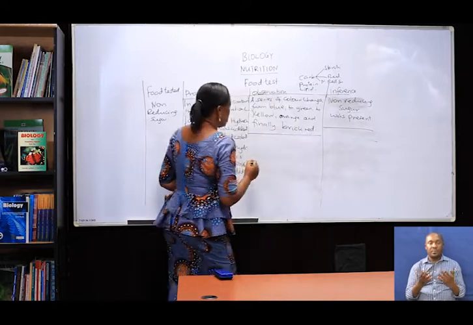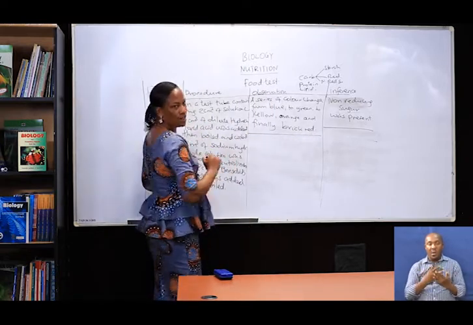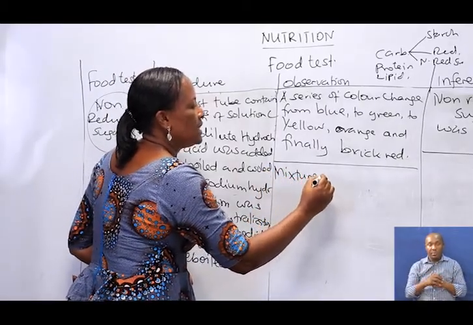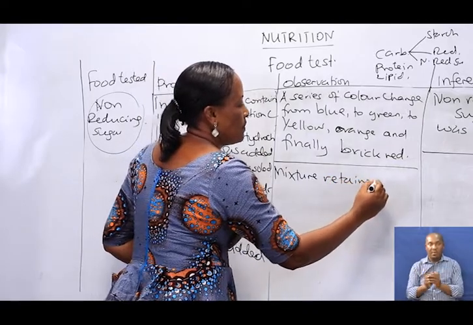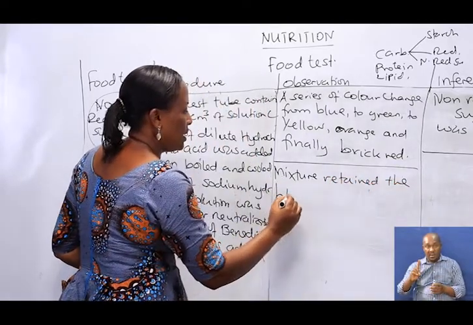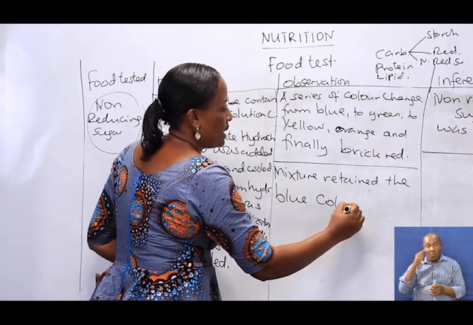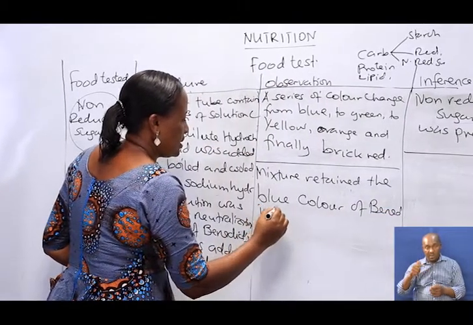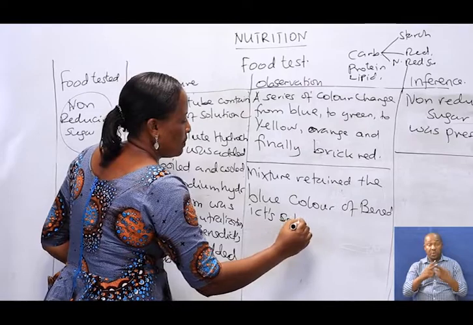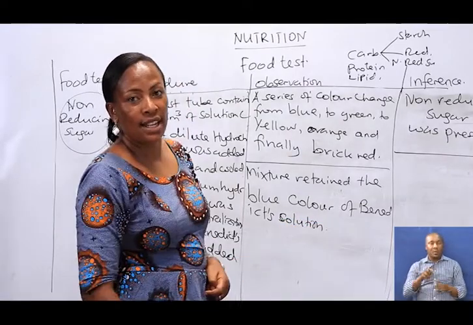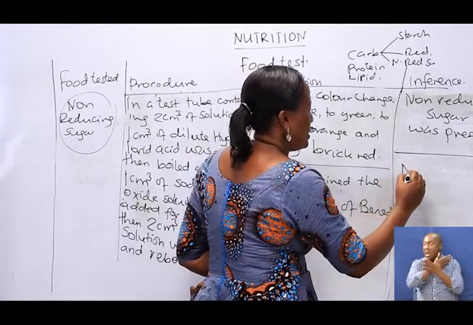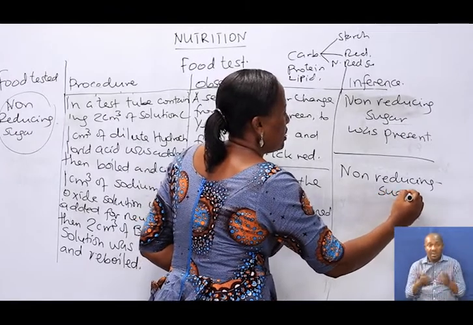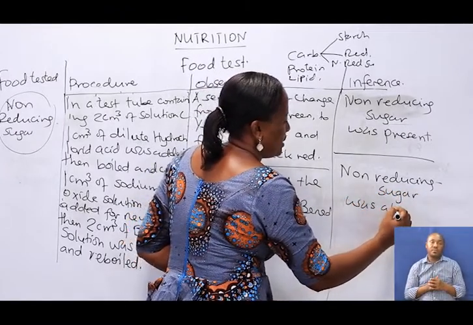If there were no non-reducing sugar in the food content, the mixture retained the blue color of Benedict's solution. This implies that non-reducing sugar was absent.